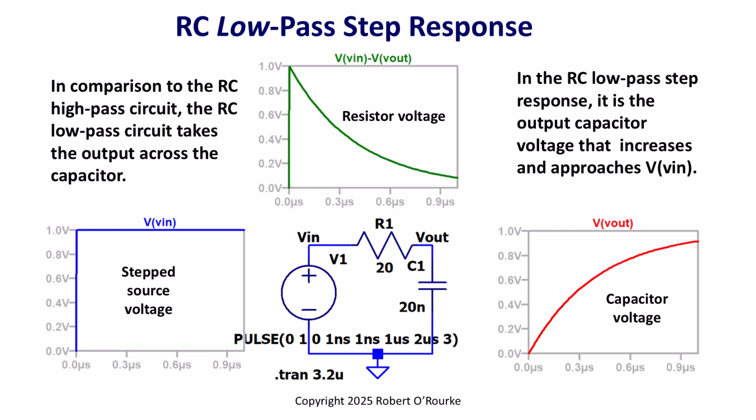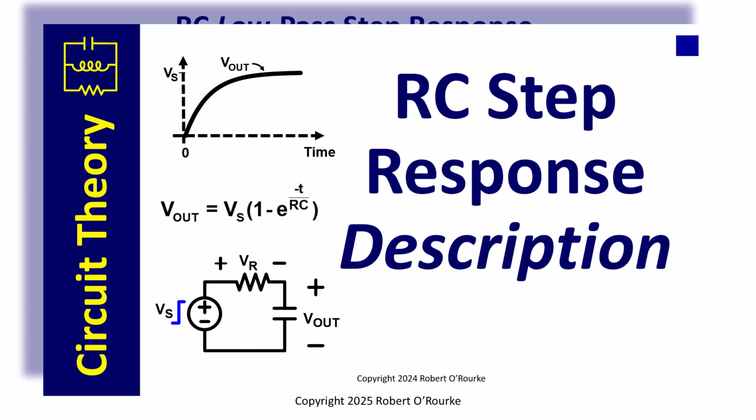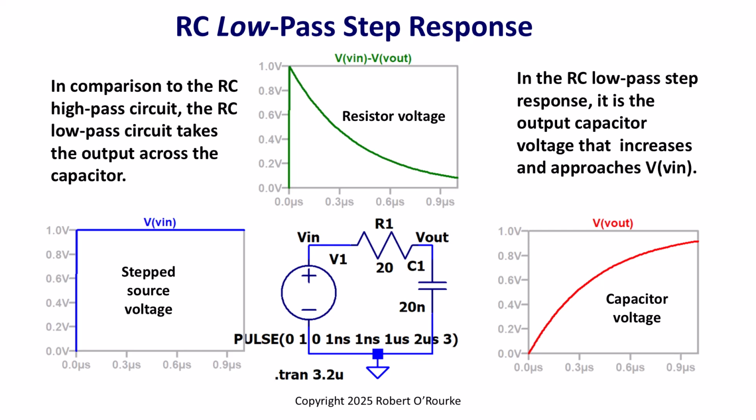By comparison, the voltage responses in the previous RC high-pass filter topology are swapped here in the RC low-pass circuit on this slide and featured in the video RC step response description. Here in RC low-pass step response, the output voltage across the capacitor rises exponentially from 0 to the source voltage of 1 volt. Notice how in both cases, the capacitor voltage rises and the resistor voltage decays.